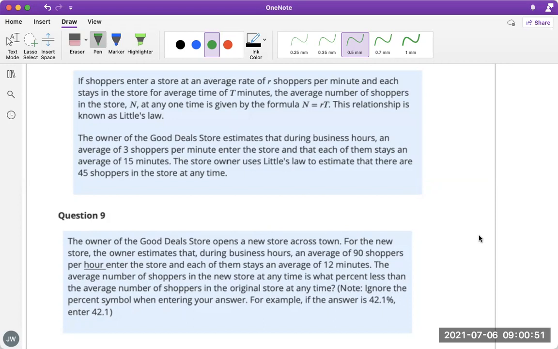Now, I want you to note that you should ignore the percent symbol when entering your answer. For example, if it's 42.1%, you're just going to enter 42.1. It's vitally important that you pay attention to those little instructions, especially when it's a typing section of the SAT. Okay, I want you to read over that again. I want to pause and let you think through the process. How can we solve this?